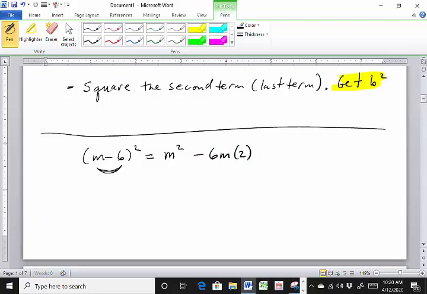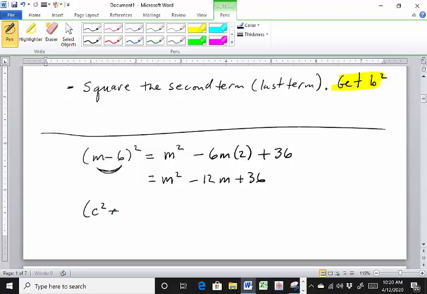But then I'm going to double it. So I put that 2 there, okay? So you'll start to be able to do this in your head. M times minus 6 is minus 6m, double it, you get minus 12m, right? Then I'm going to square the last, so you're always going to get a plus, so minus 6 squared is 36. So you end up with m squared minus 12m plus 36. Okay? Let's do another one.